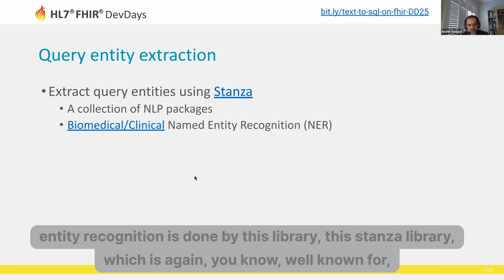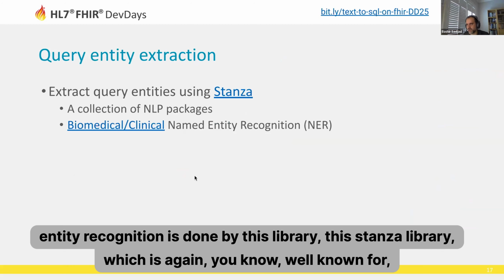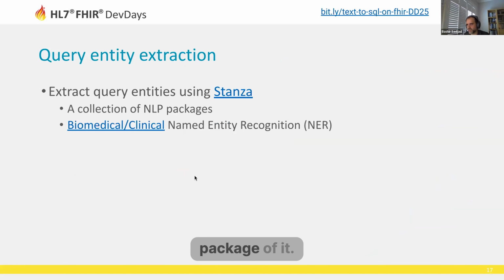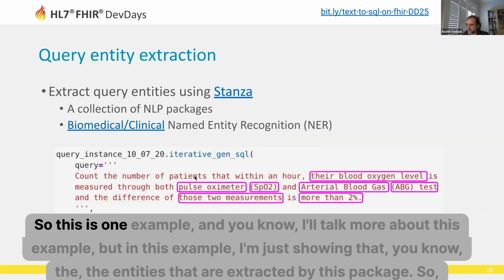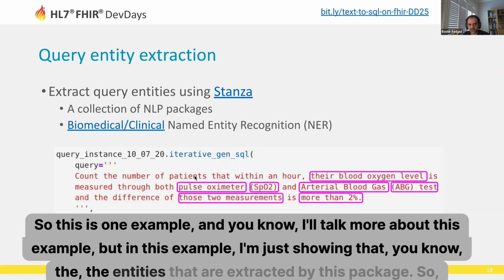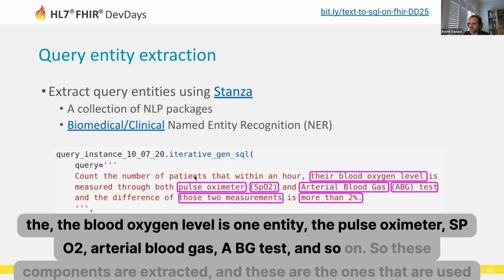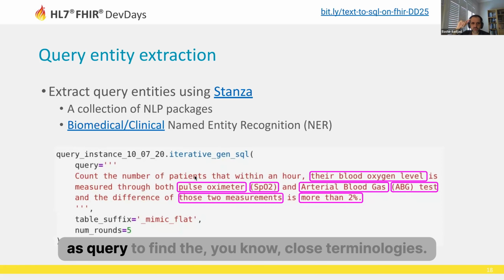The entity recognition is done by the Stanza library, which is well known in the NLP space. We are using the biomedical and clinical package of it. This is one example, and I'll talk more about it. Here I'm just showing the entities extracted by this package: the blood oxygen level is one entity, the pulse oximeter, SpO2, arterial blood gas, ABG test, and so on. These components are extracted, and these are the ones used as queries to find the close terminologies.